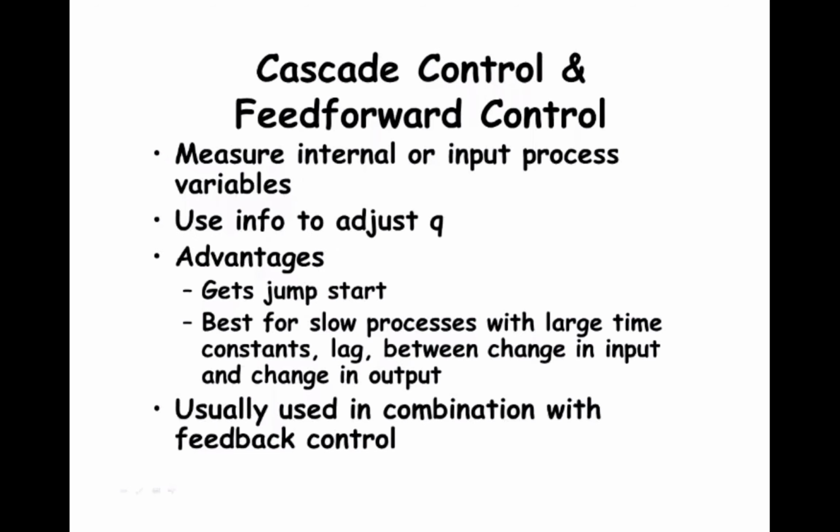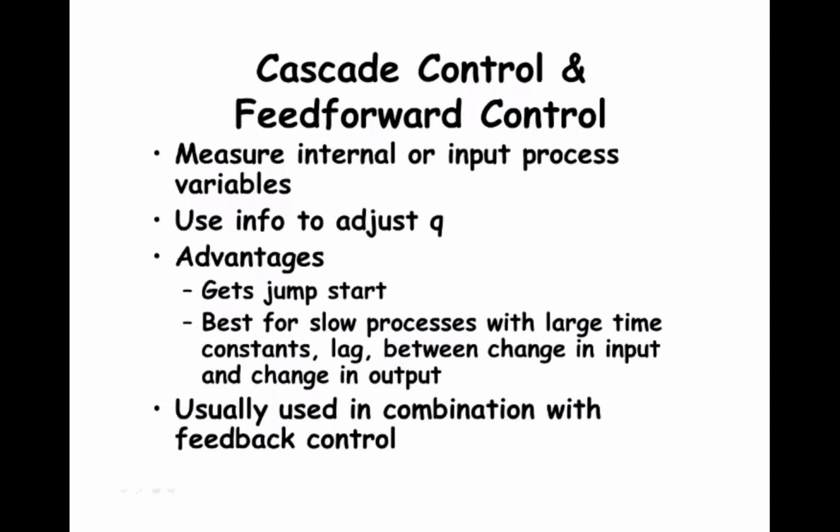There are other approaches rather than waiting to sense the output. Why not measure the internal process variable, or all of the important process inputs before going into the process, using a model or equation to adjust Q? Well, the advantage of adding cascade or feed-forward control is that they respond and adjust the process sooner. They get a jump on process control.